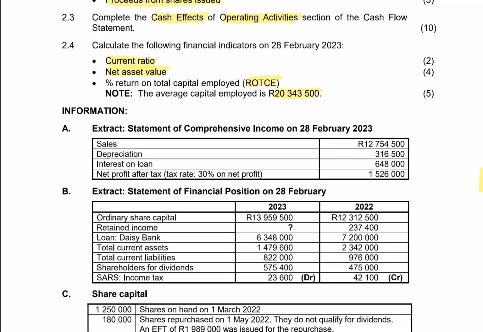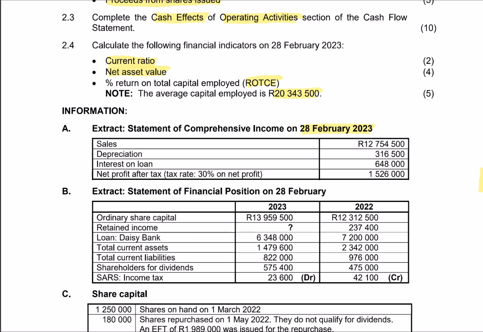Extract of the statement of comprehensive income for 28 February 2023: sales 12,754,500, depreciation 316,500, interest on loan 648,000, net profit after tax, tax rate 30% on net profit. So this is net profit after tax at 1,526,000.